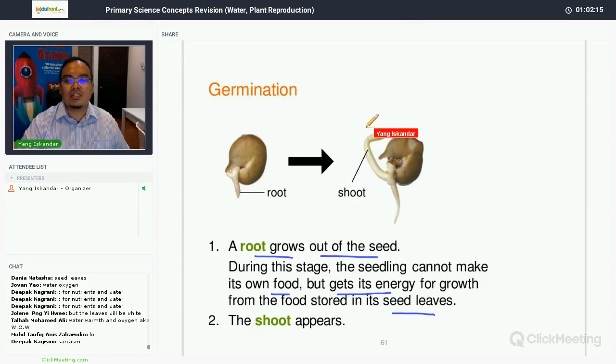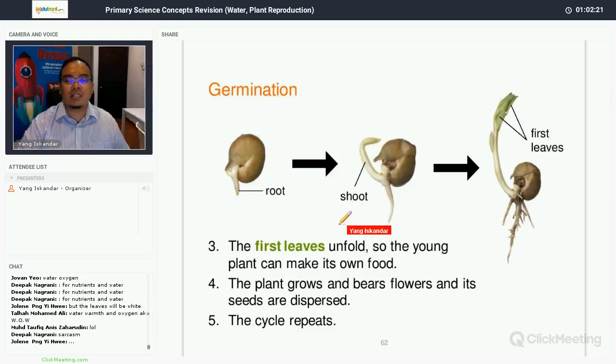And after that, the shoot starts to appear. The shoot is the one which will grow into leaves. So the first leaf will unfold, and the young plant can start to make its own food. You can see here the seed leaf will start to grow smaller and smaller as the seed germinates. It will shrivel until it is completely used. By that time, the shoot will have produced the first leaves, and then it can make its own food in the presence of sunlight. So the plant grows and bears flowers, and the seeds are dispersed, and you can see that the cycle will repeat itself.